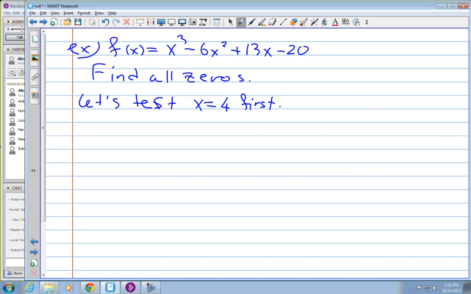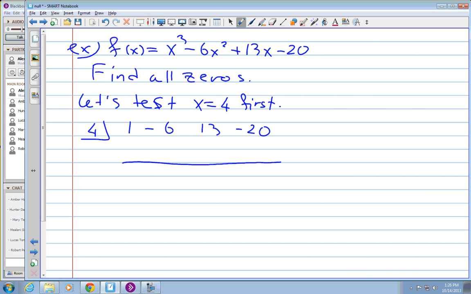So we're going to put 4 on the outside, and on the inside we're going to put all the coefficients, and we have to be very careful not to skip any powers. Remember, if you're missing a power, we'll have to put 0. But everything is there, right? Cubic, quadratic, first power. So 1, negative 6, 13, negative 20.